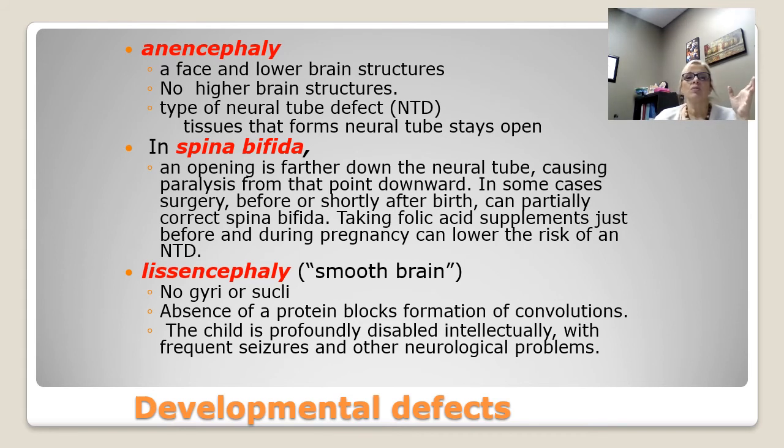What happens is there's a protein early again in prenatal development that is lacking. And so this prevents certain neurons in the brain from migrating or moving to where they're supposed to, which causes the formation of those convolutions. And so the child is going to have less brain material, of course, and so will have intellectual disabilities. This is going to cause a very profound intellectual disability, okay, with very frequent seizures and many, many other subsequent neurological problems, all right? And so we're going to look at some pictures of these.